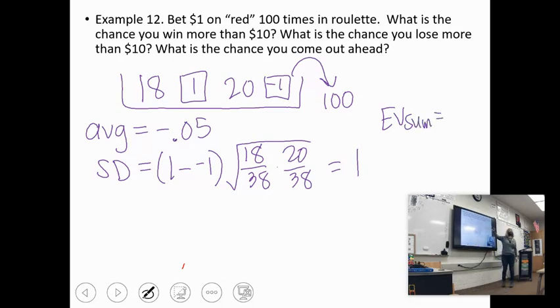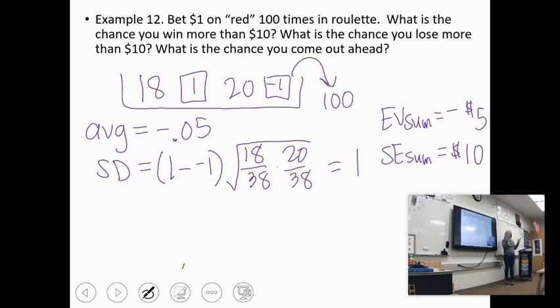Because it's that times 100, so it'd be -$5. So we expect to lose $5. That's not good. Give or take what? Wasn't it give or take 10? Because 1 times the square root of 100. So give or take 10, right?